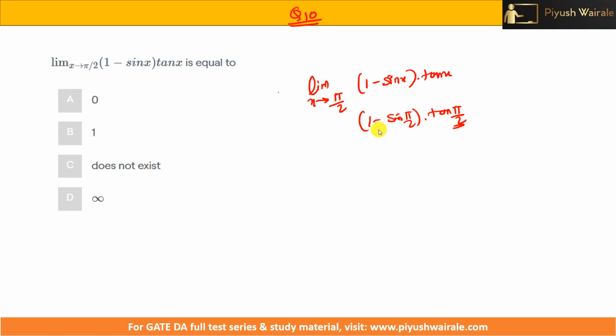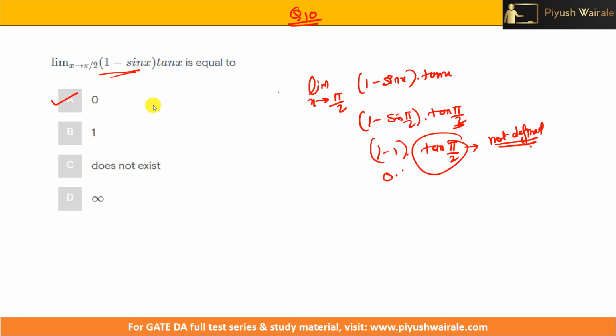So what does this indicate? 1 minus sine pi by 2 is 1 minus 1, since sine pi by 2 is 1, so 1 minus 1 is 0, right? And tan pi by 2 is not defined, right? Tan pi by 2 is not defined. Or also what you can do, you can just simplify this type of expression, right?